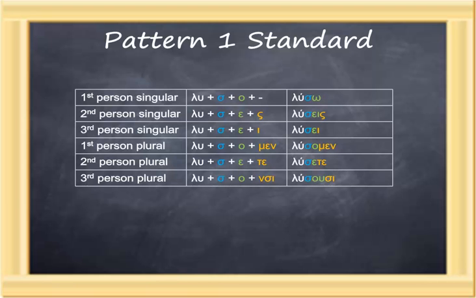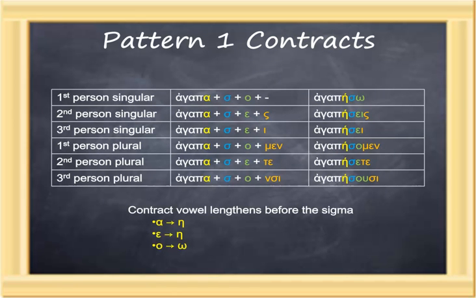And so the forms go together to look just like the present indicative with this pattern, except for the presence of the sigma. See the blue sigma in the completed forms. Lyso, I shall destroy. Lyseis, you will destroy, you singular, and so forth. Contract verbs follow the same pattern of forming the future.